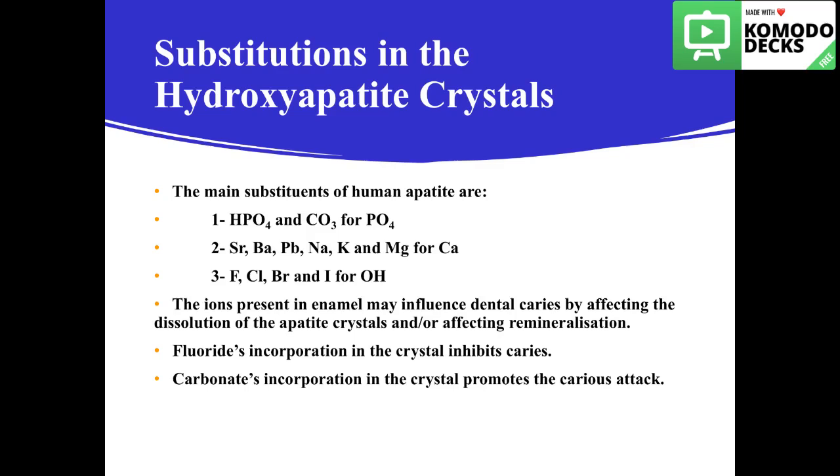The kind of ions present in the enamel can influence dental caries by affecting the dissolution of the apatite crystal and the remineralization. For example, fluoride incorporation in the crystals inhibits caries. Carbonate incorporation in the crystals promotes the carious attack because it makes enamel more soluble.